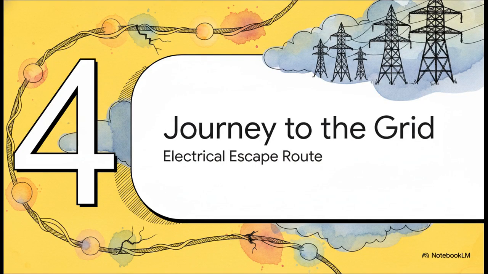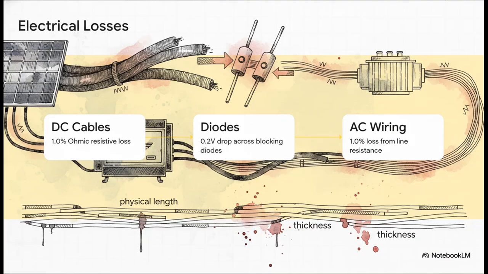Which brings us to Section 4, the journey to the grid, otherwise known as the electrical escape route. Okay, our photon has now been successfully converted into direct current, DC power. But it is definitely not home free. The physical journey to the grid connection point extracts its own toll.